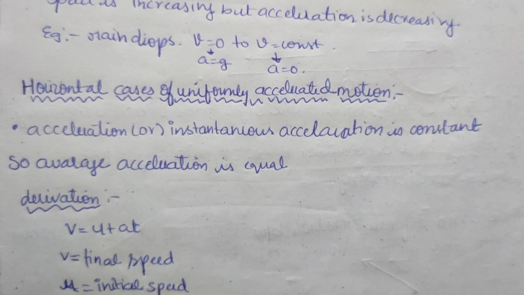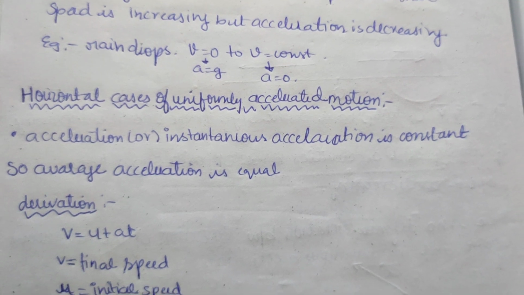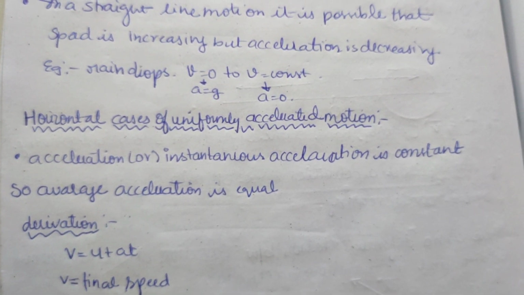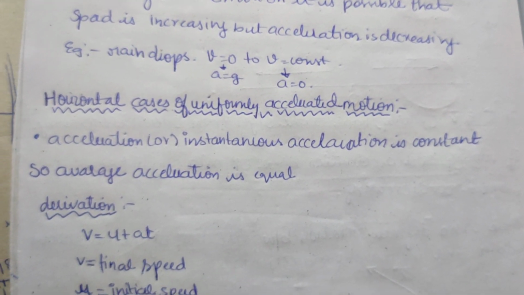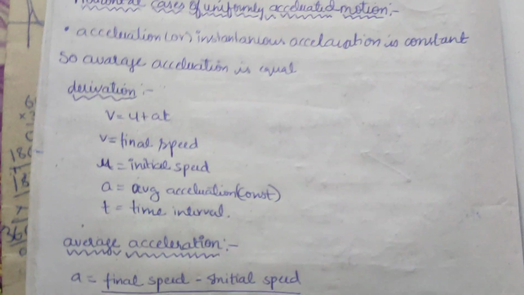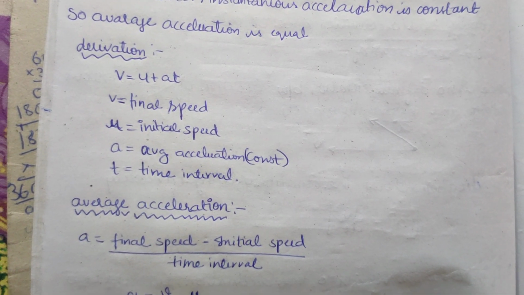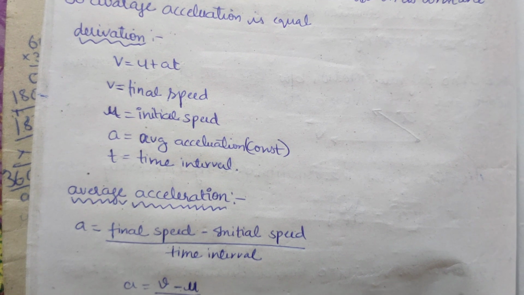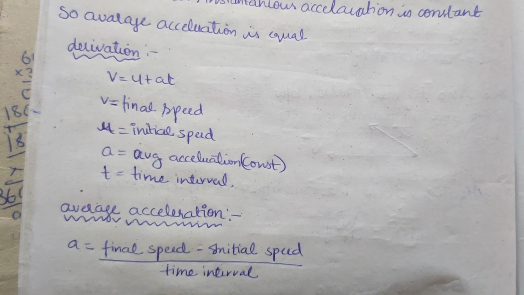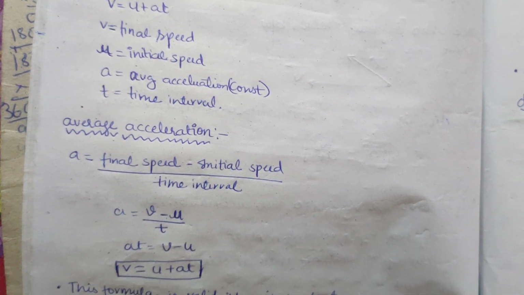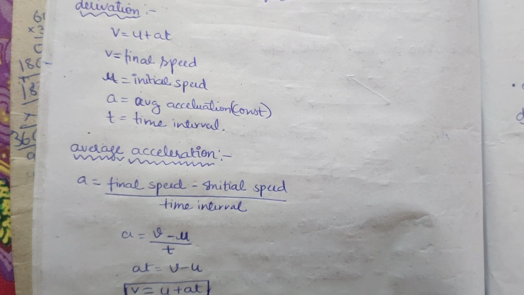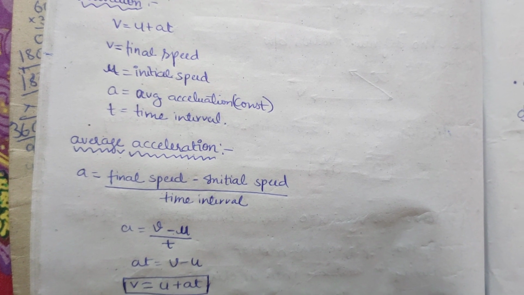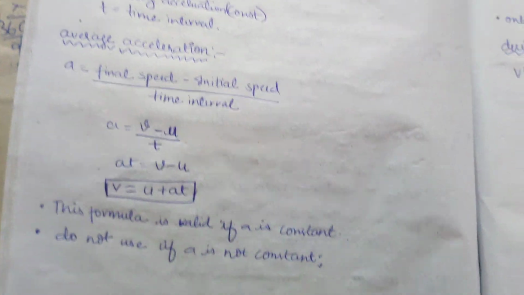Now the horizontal case of uniform acceleration motion. Acceleration or instantaneous acceleration is constant, so average acceleration is equal to it. Now derivation of these formulas. First is v equal to u plus at. Here v is the final speed, u is the initial speed, a is the average acceleration, t is the time interval.